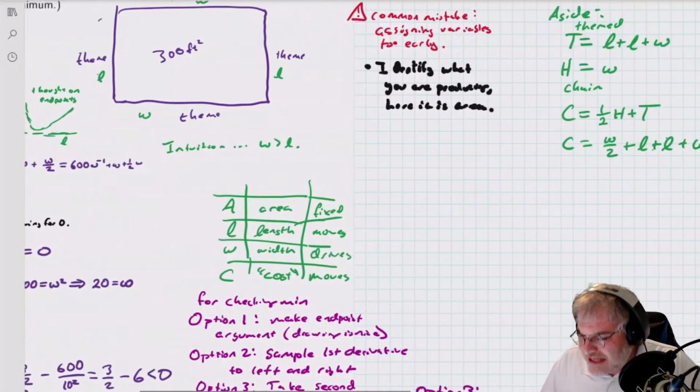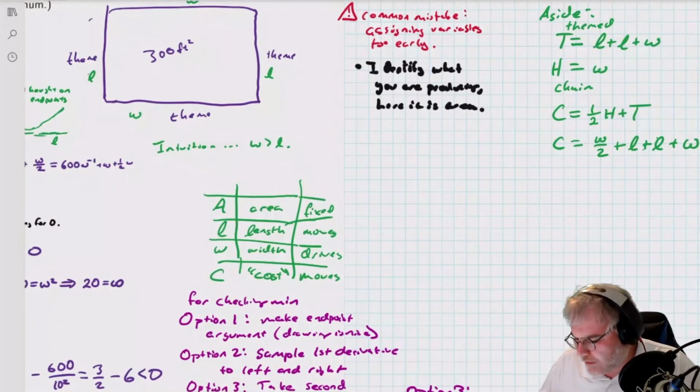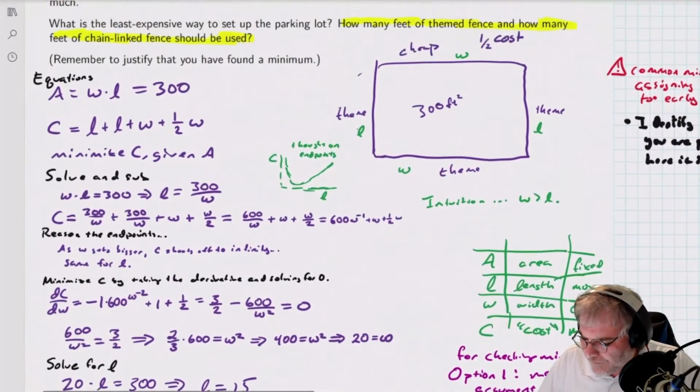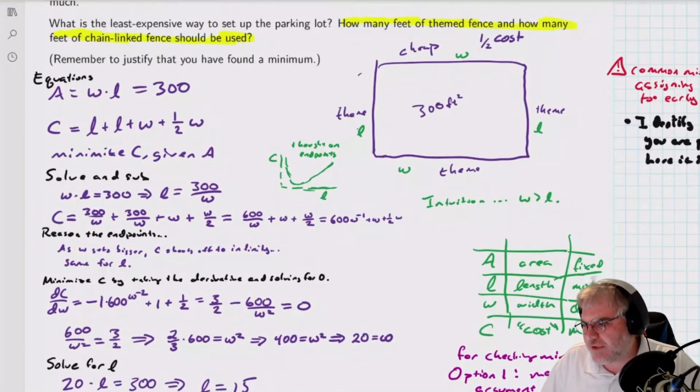Now, if you accidentally assign a bunch of variables too early, you'll wind up with something like this, which is okay, right? I could assign the themed fence to be T and the half-priced fence to be H. Right, and then I give a length and a length, and then I give a W. This is more complicated. This is cleaner. And then there's this L and the W, which I just kind of assigned, and it doesn't matter which one is which. You could have this be L, and you could have this be W.